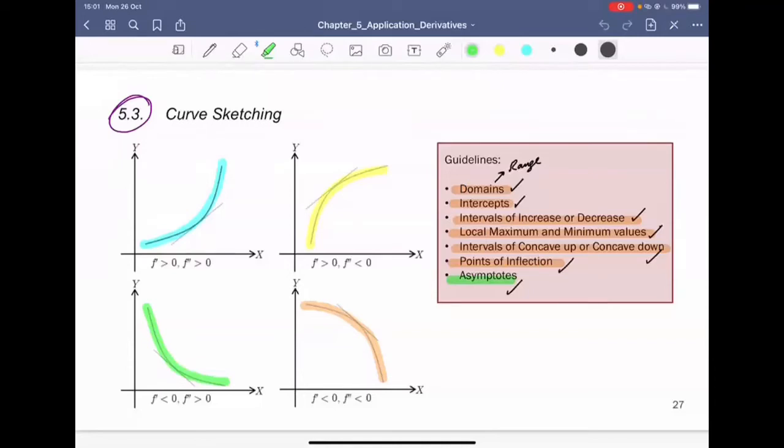Good afternoon, students. All right, we have about 20 students here. So today we are going to do more problems and examples on curve sketching. And if we have time left, we're gonna move to the next section, related rates.